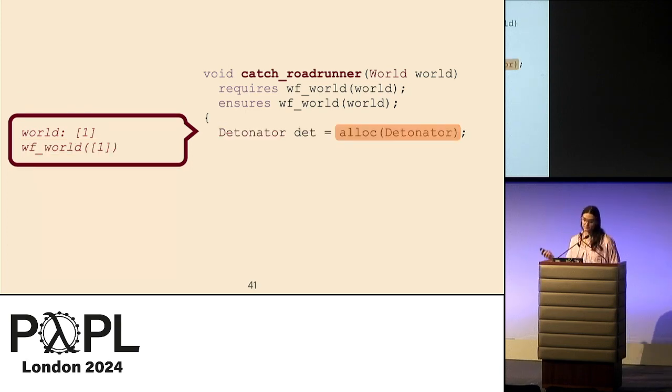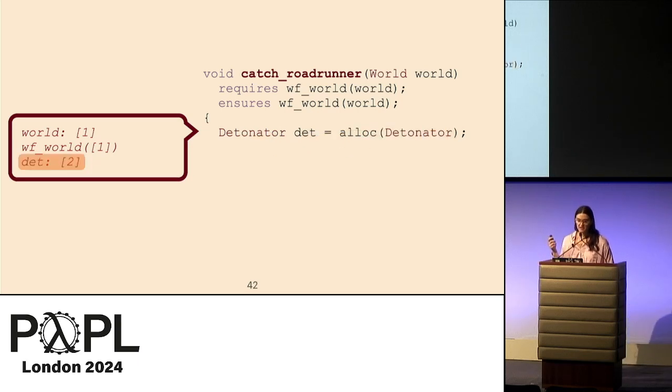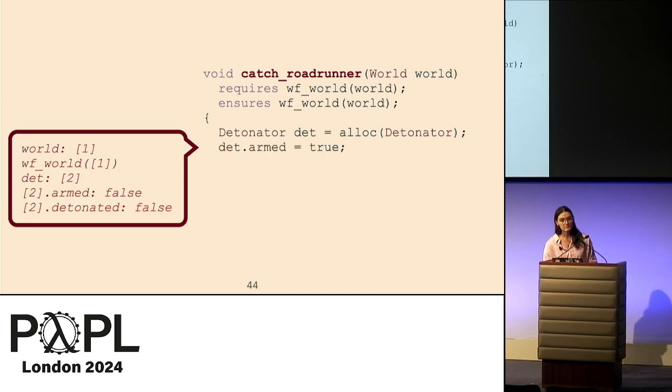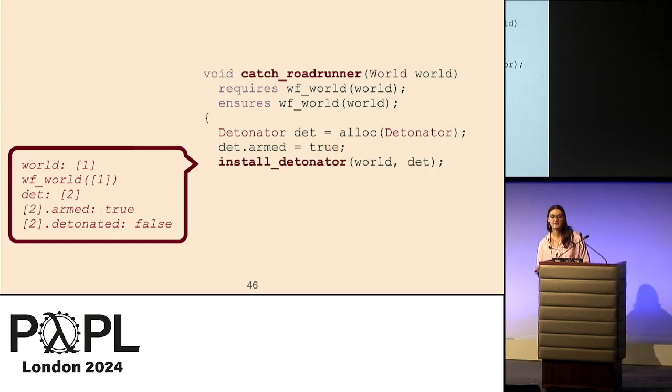First, we allocate a detonator instance, which we add to the symbolic state, and we represent its value with a new symbolic value, which we call 2. But this instance also contains two fields, armed and detonated, which are initialized to their default values of false. But then we set armed to true, and we update our verifier state.